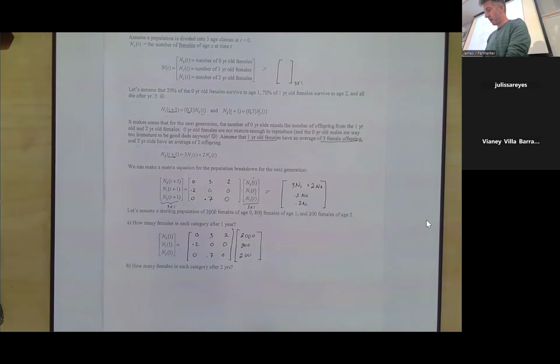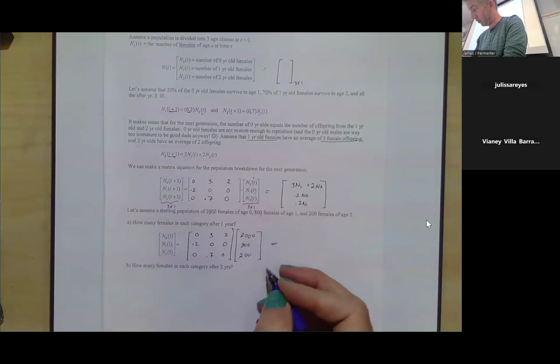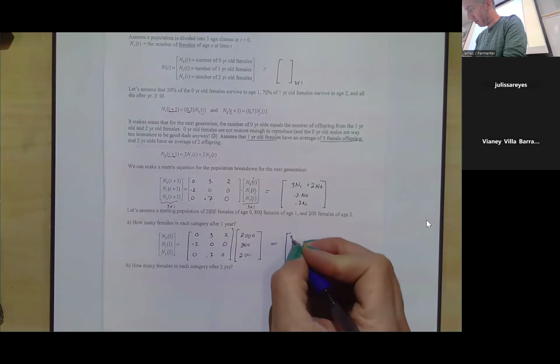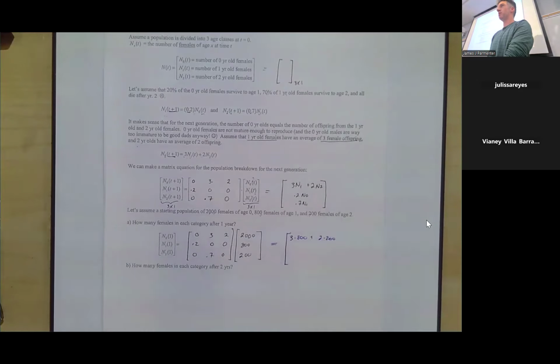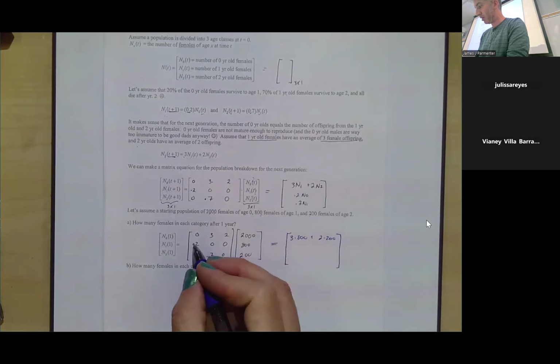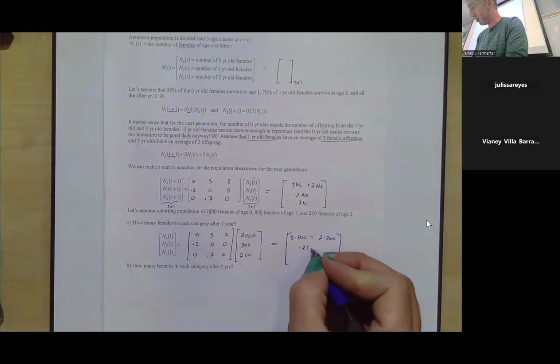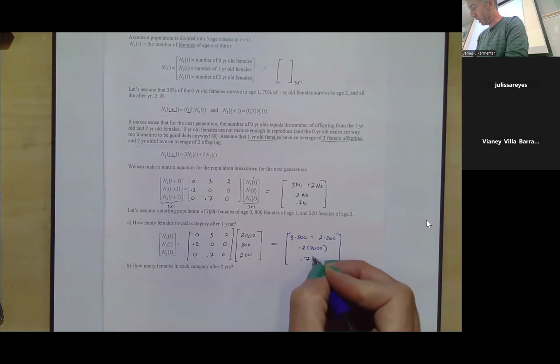So rows by columns, this row multiplied by that, or I should say dotted, right? This first row dotted with this first column is going to give me 3 times 800 plus 2 times 200. Not terribly surprising because that's exactly what was described. The number of 0-year-olds next year should be exactly 3 times the number of 1-year-olds, because each 1-year-old on average is producing 3 offspring, plus 2 times the number of 2-year-olds, because each 2-year-old is on average producing 2 offspring. And then the number of 1-year-olds next year will be 0.2 times the number of 0-year-olds. And the number of 2-year-olds will be 0.7 times the number of 1-year-olds.